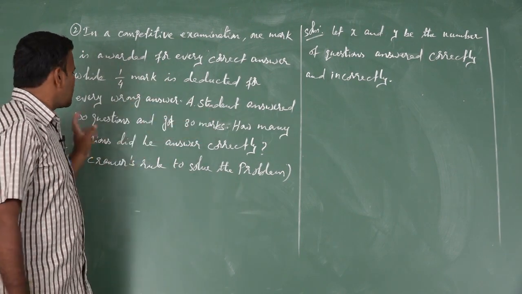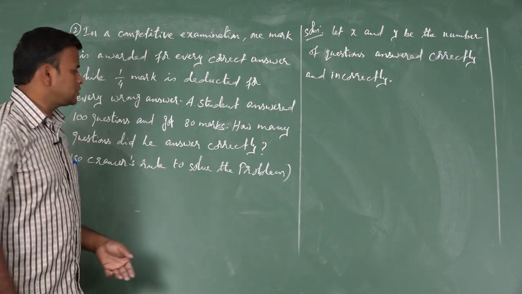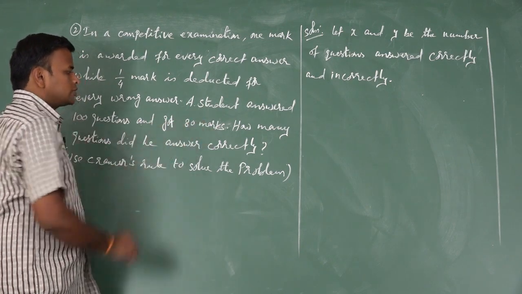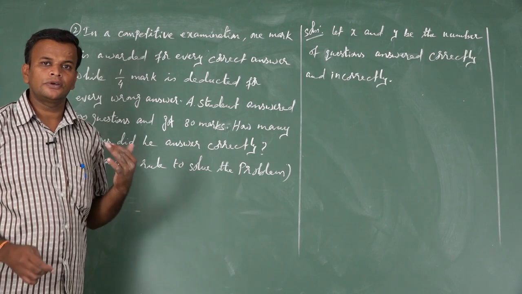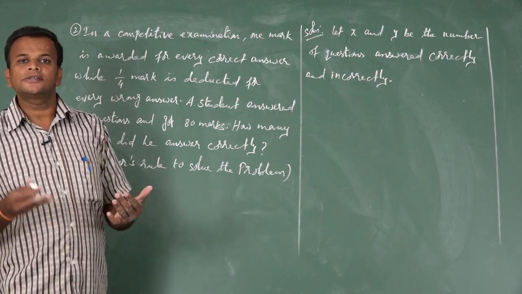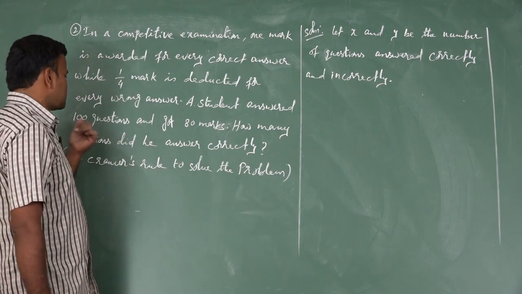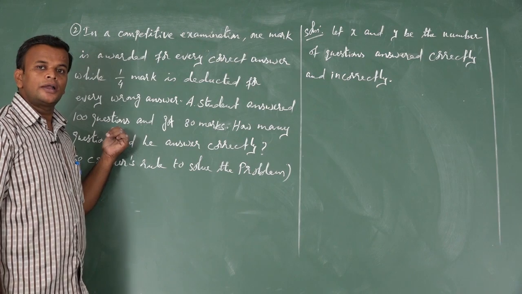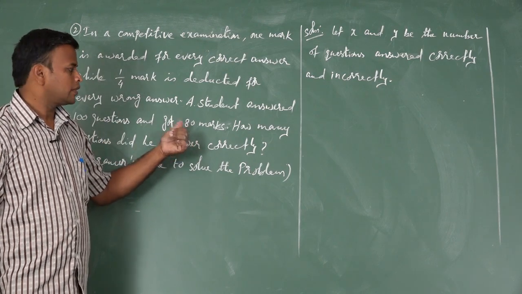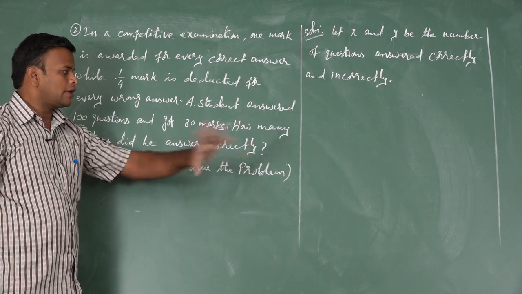A student answered 100 questions and got 80 marks. So each and every question is credited 1 mark, and suppose the wrong answer is deducted by 1 by 4. So a student has answered 100 questions and he got 80 marks. Then the question is, how many questions did he answer correctly?